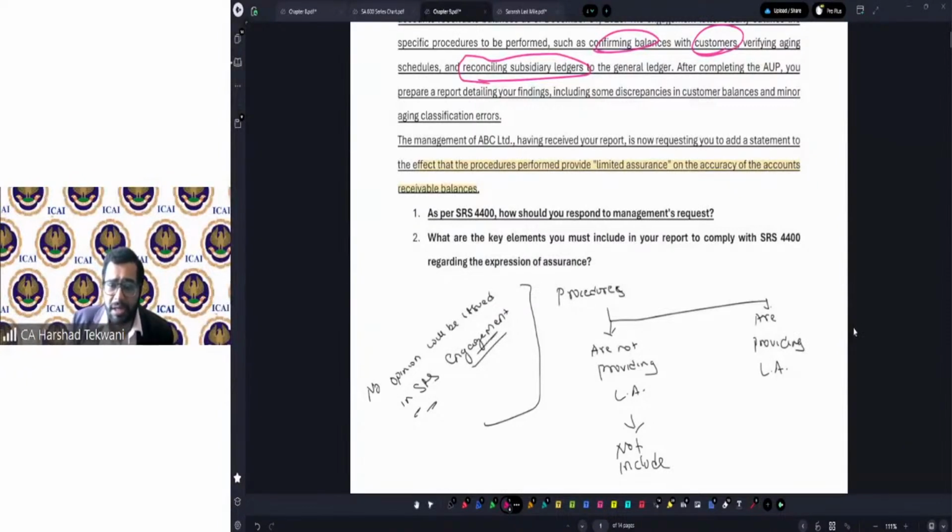As a result, I will not include it. So it doesn't matter whether they are providing assurance or not. If the purpose was not to provide an assurance, I will not include any line on the assurance part. Are you with me on this one?